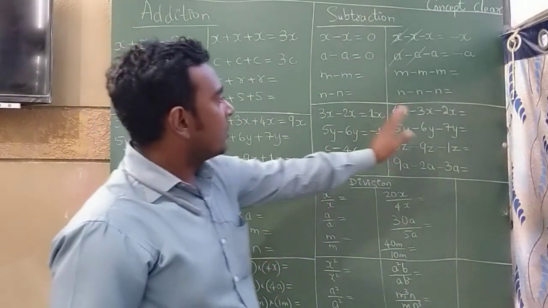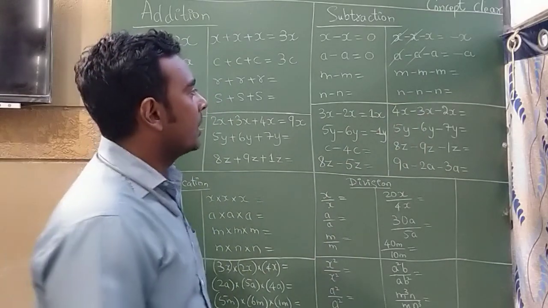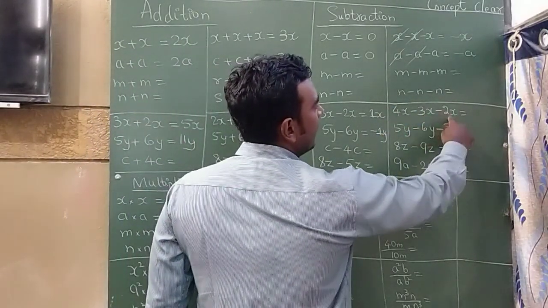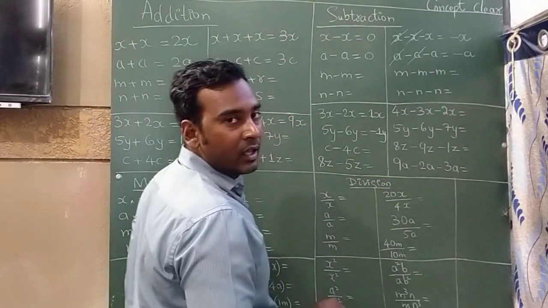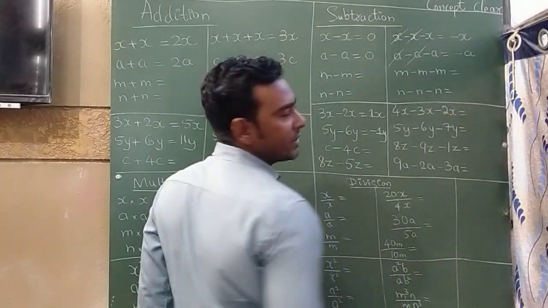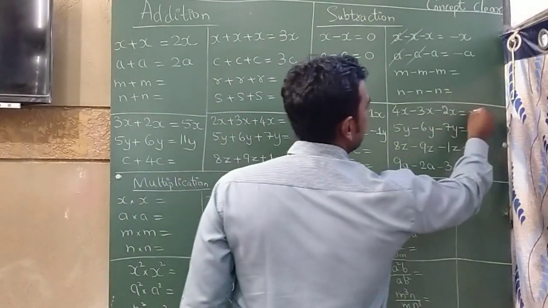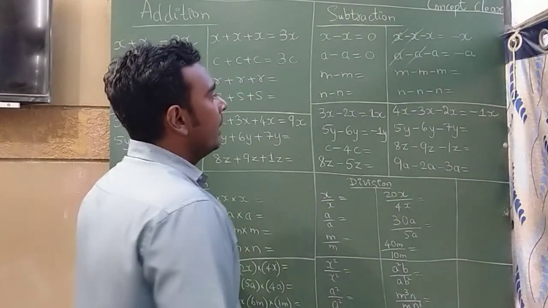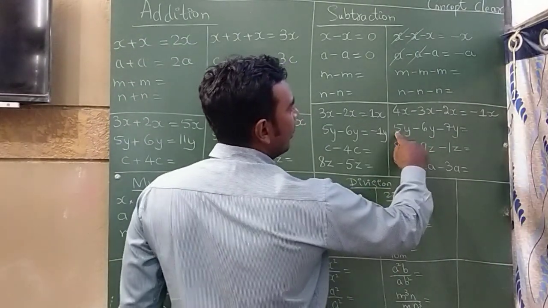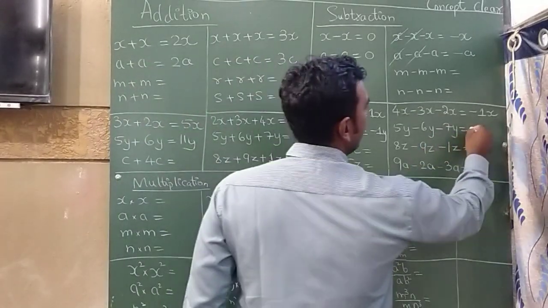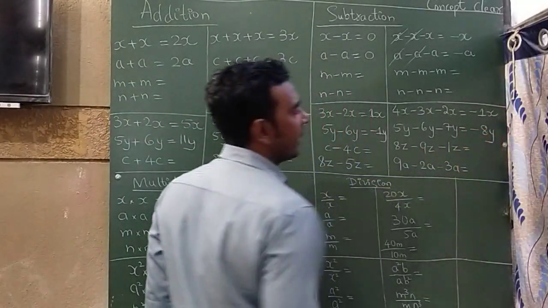Fine. Now let's move on to the three terms. So here this is positive, that is 4x. These two are negative, that is same sign. So first I am going to add these two. That is nothing but 3 plus 2 is 5. 4 minus 5 is again minus 1x. Okay. Now this one, you can do like this also. 5 minus 6 is minus 1. Minus 1 minus 7 will become minus 8y.